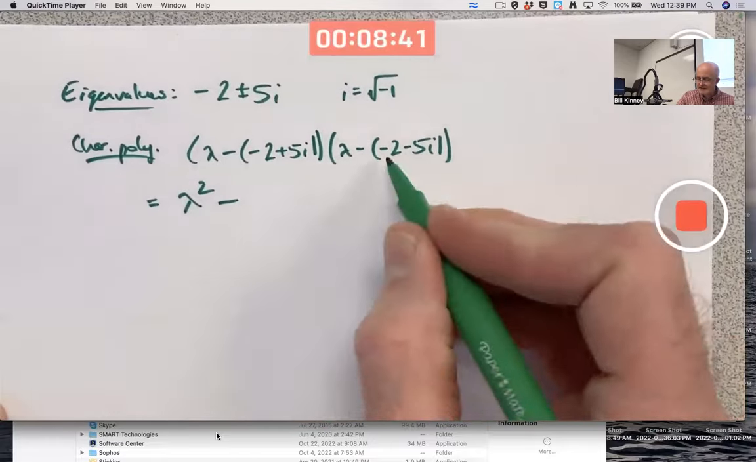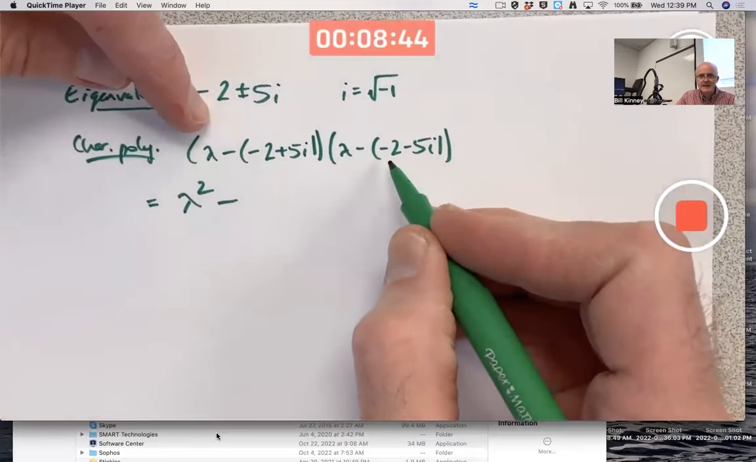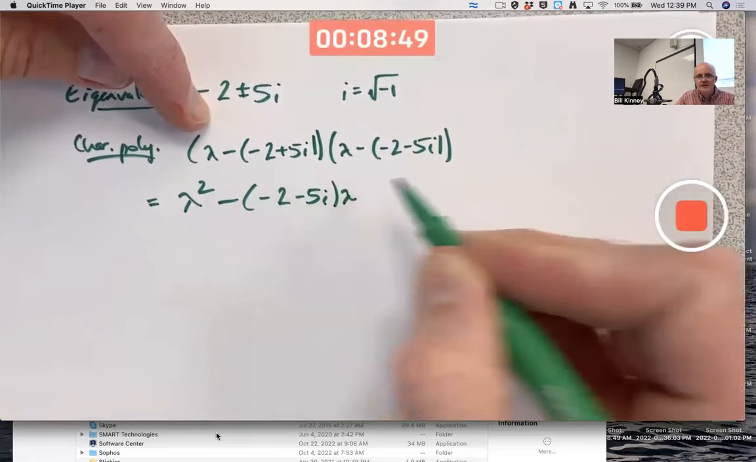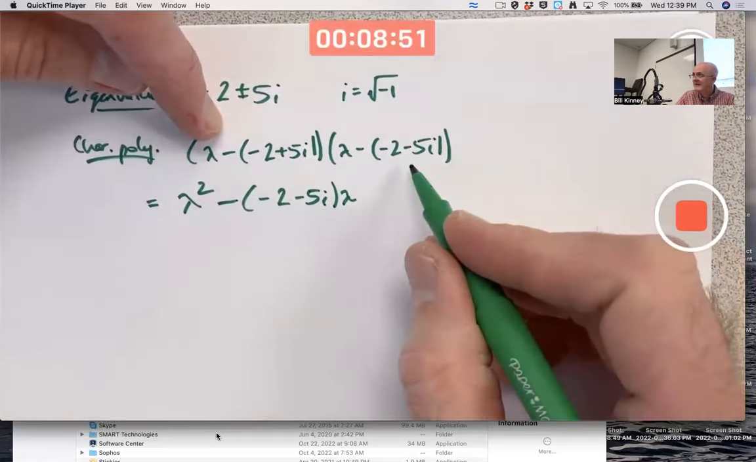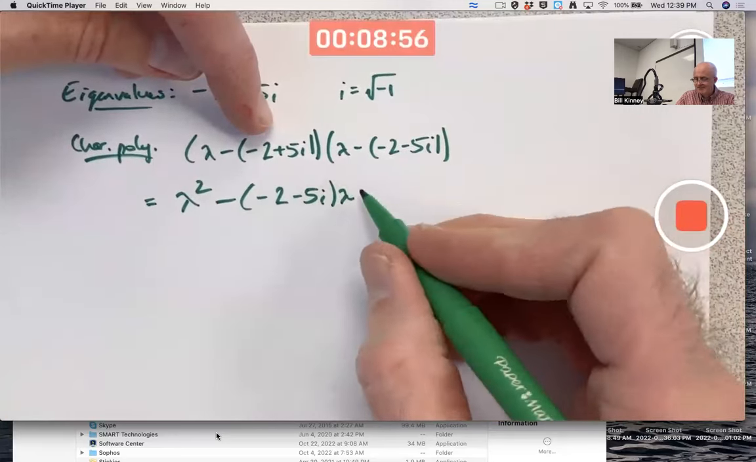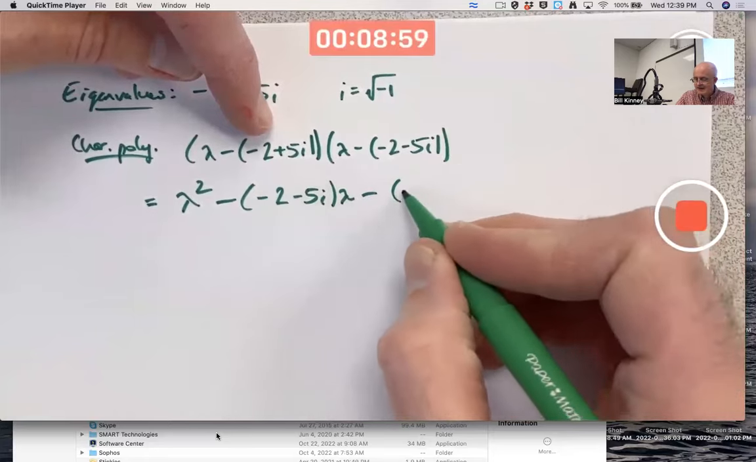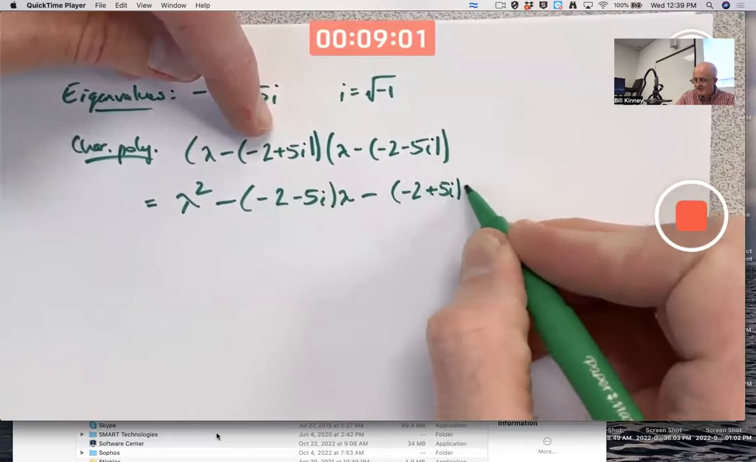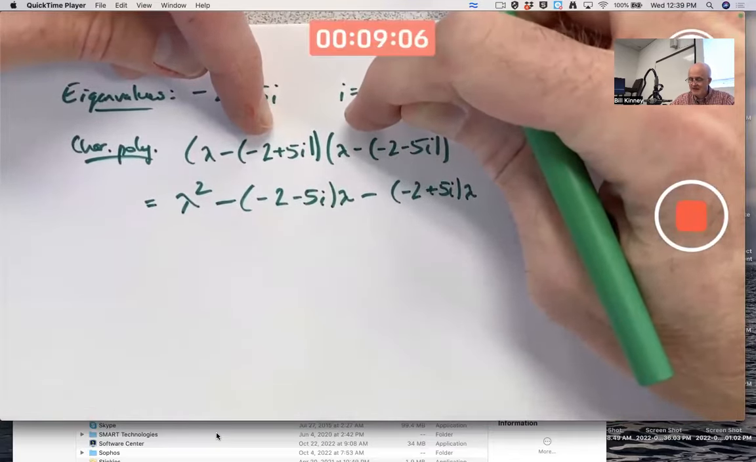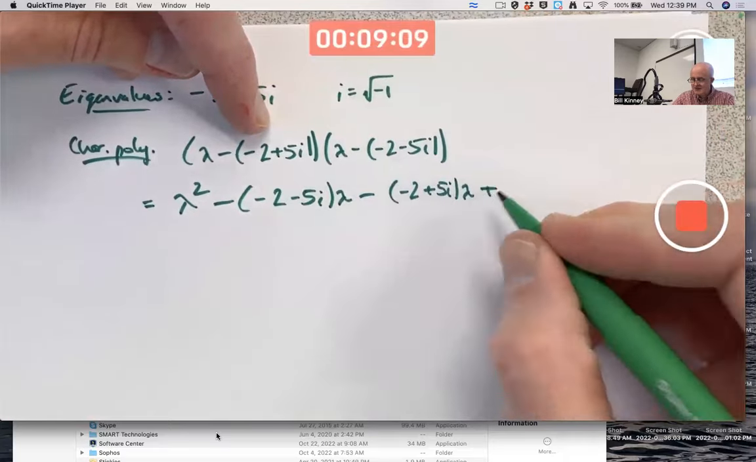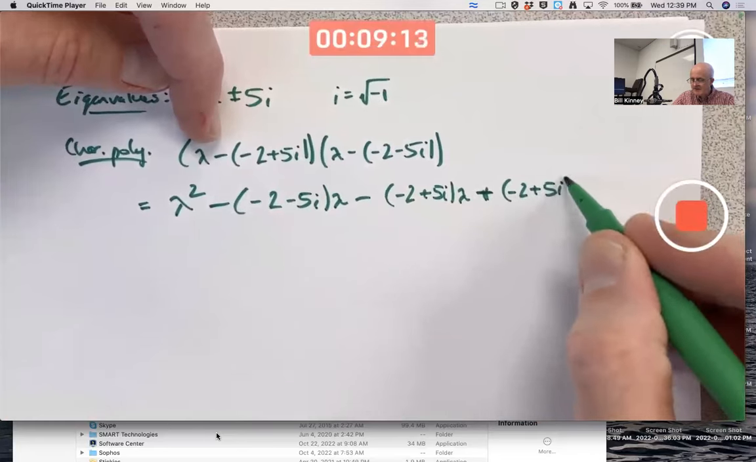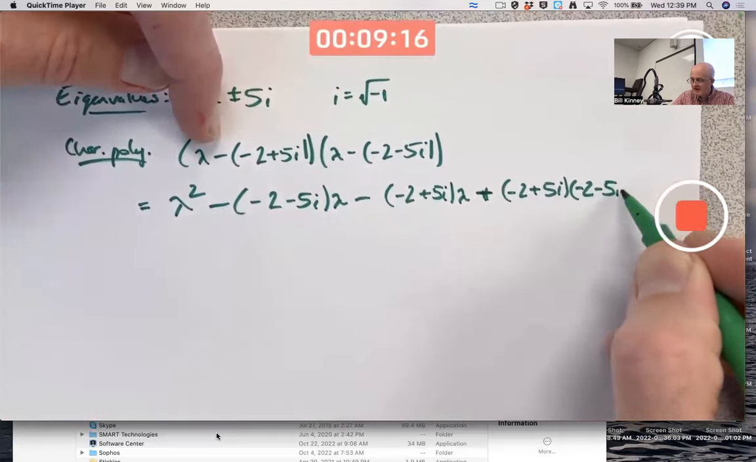Outside times outside, careful here, looking at the outside terms, is minus, in parentheses, -2 minus 5i times lambda. I multiplied what I'm pointing at here. I'm FOILing. Inside times inside is minus -2 plus 5i times lambda, multiplying what I'm pointing at there. And then last times last is plus, because two minus signs make a plus, -2 plus 5i times -2 minus 5i.